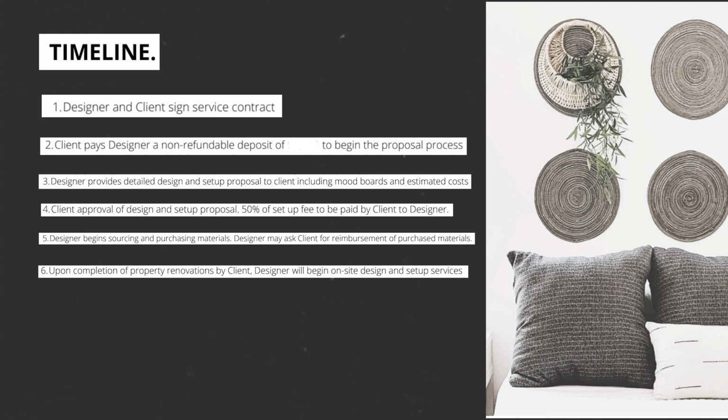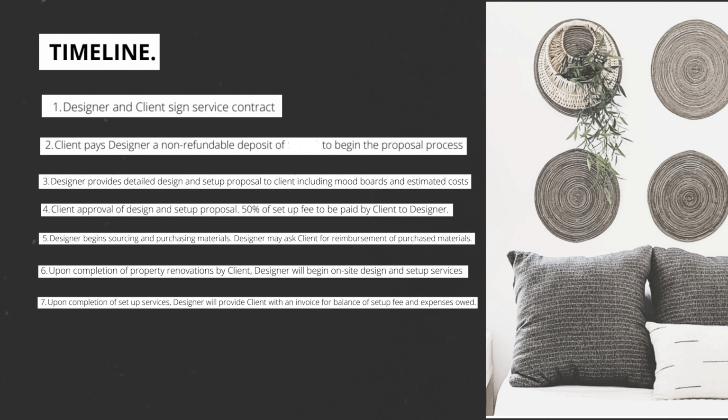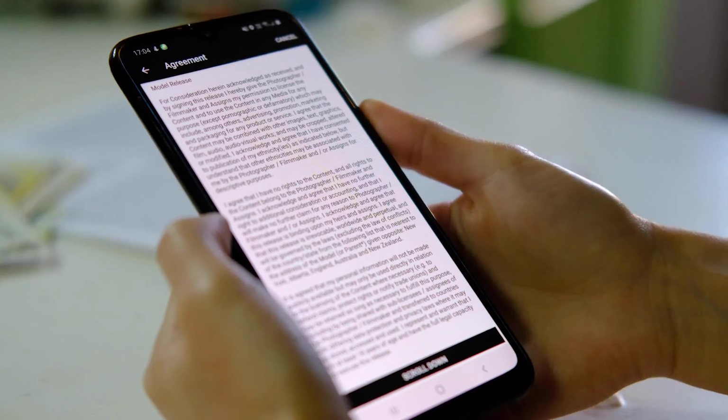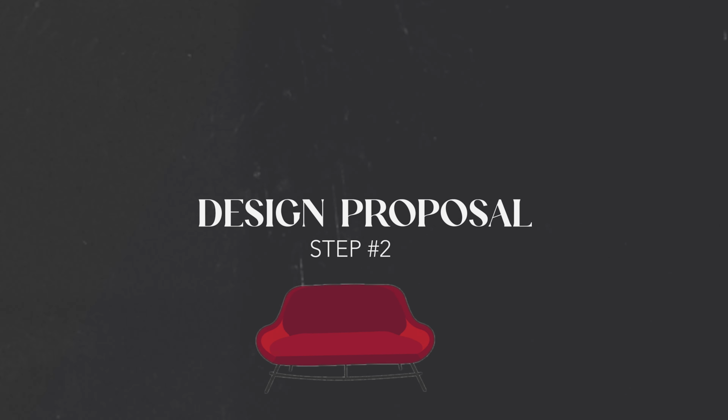Sixth, designer will begin on-site design and setup services. And seventh, upon completion of setup services, designer will provide client with an invoice for the balance owed. So that's the timeline. Then once that's all together, we'll input the client's details and send it to them for e-signature. We happen to use Adobe eSign, but you could also use DocuSign or whatever sort of electronic signature service you prefer. Once both parties have signed the service contract, then it's time to get to work on step 2, which is the design proposal.